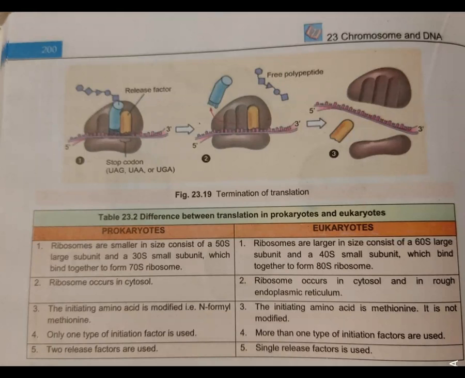If I differentiate it in the form of a table between the translation process in prokaryotes and eukaryotes, you can see that the prokaryotic ribosomes are smaller while the eukaryotic ribosomes are larger. The prokaryotic translation occurs in the cytosol, while it can also occur in the rough endoplasmic reticulum in eukaryotes. The initiating amino acid in prokaryotes is N-formyl methionine, while in eukaryotes it's not modified, it's simply methionine. Only a single initiation factor is there in prokaryotes, whereas more than one is present in eukaryotes. Two release factors are used in prokaryotes, while a single release factor is there in eukaryotes.